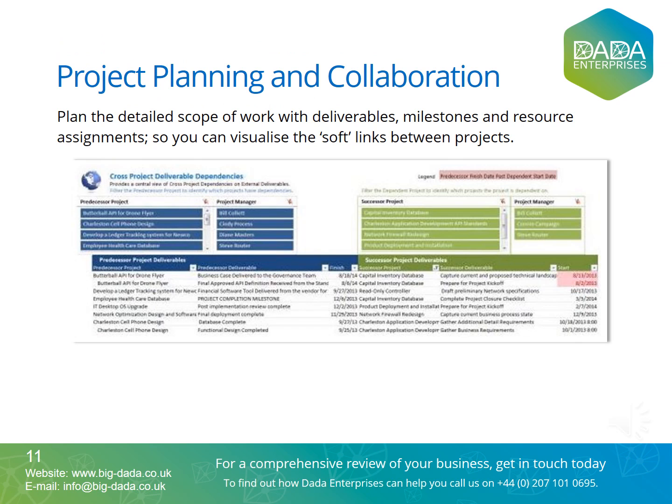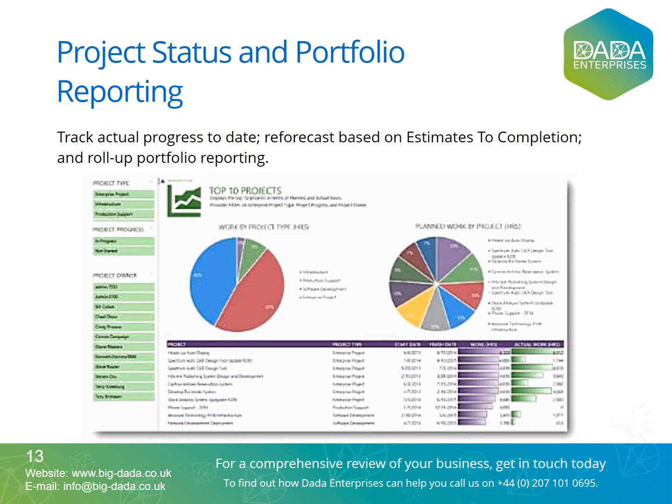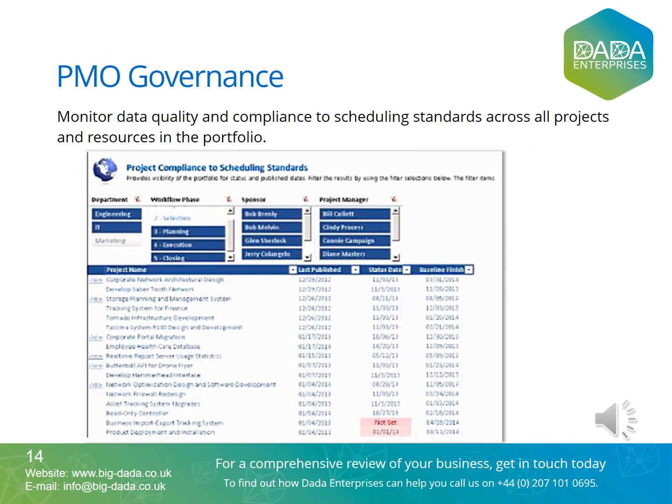Plan the detailed scope of work with deliverables, milestones, and resource assignments so you can visualize the soft links between projects. Establish resource capacity baseline and capture work demand to identify staffing bottlenecks. Track actual progress to date, reforecast based on estimates to completion (ETC) and roll-up portfolio reporting. Monitor data quality and compliance to scheduling standards across all projects and resources in the portfolio.